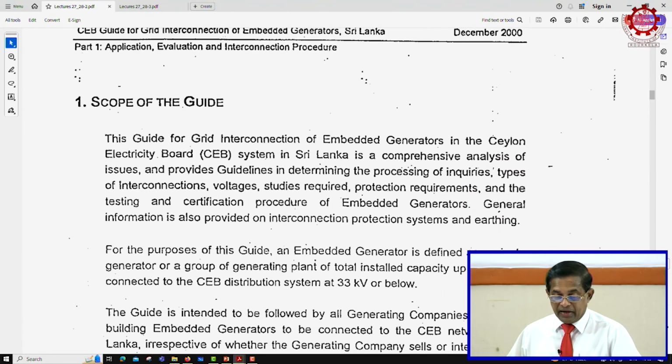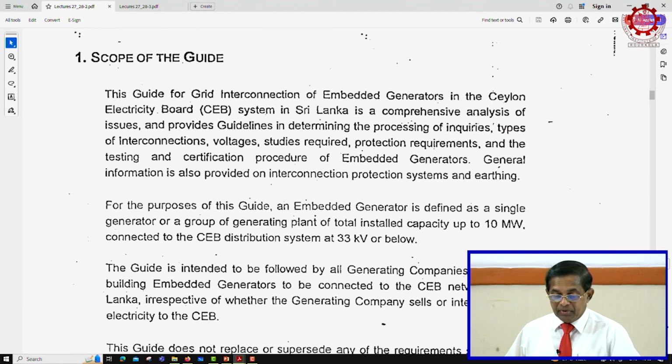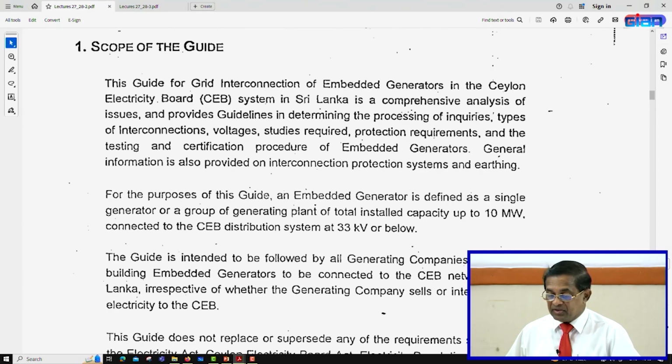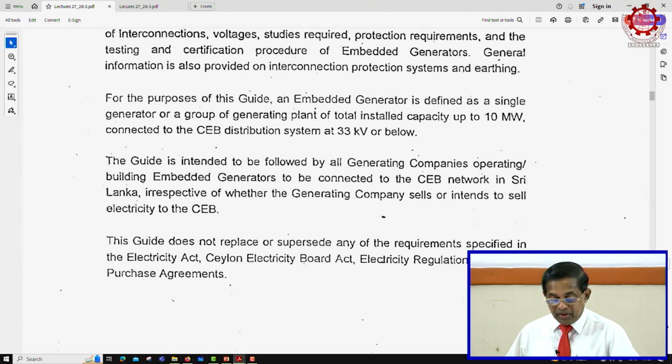Then the scope of the guide, right. So, the guide for interconnection of embedded generators in the Ceylon Electricity Board system in Sri Lanka is a comprehensive analysis of issues and provides guidelines in determining the processing of inquiries, types of interconnections, voltages, studies required, protection requirements, and the testing and certification procedure of embedded generators. General information is also provided on interconnection protection system and earthing. So, all these things are included in this guide.